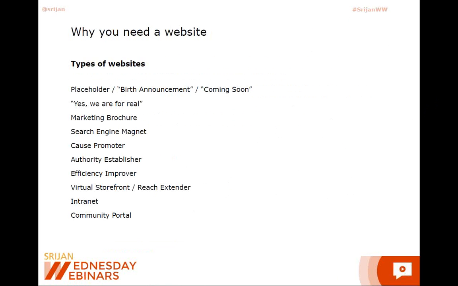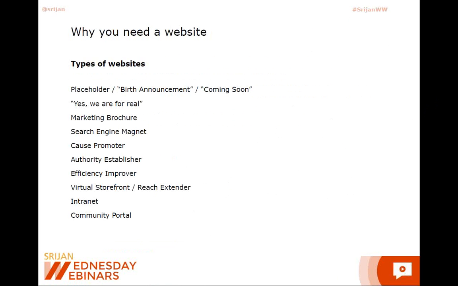One type of website that people may need would be something that you might call a placeholder, or I'm calling it a birth announcement. Let's say that you are a startup business and you just want to make your presence known to the world. That's what I'm calling the birth announcement. It's announcing the birth of your startup, or like a coming soon website. That type of website is pretty much just getting your presence established on the internet, and people know now that you exist.